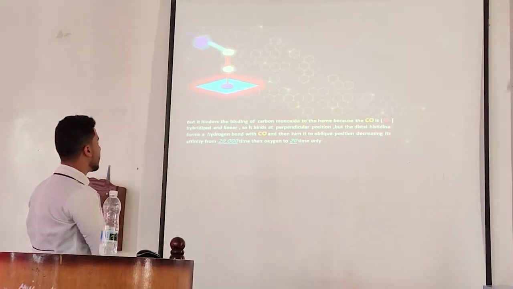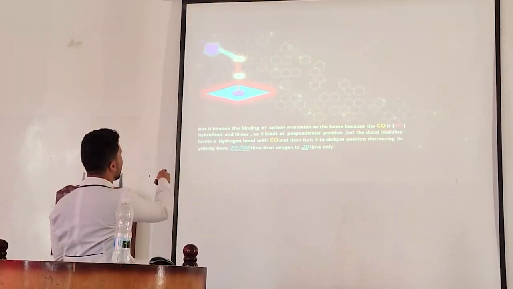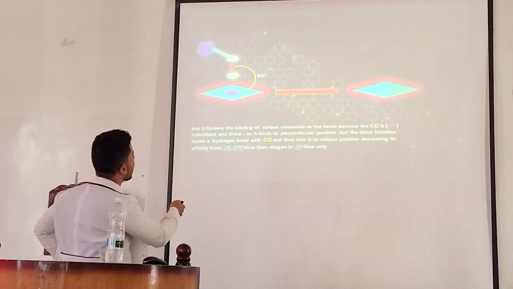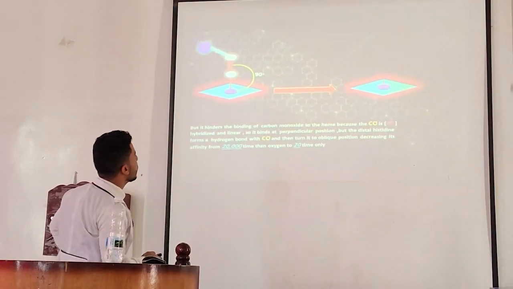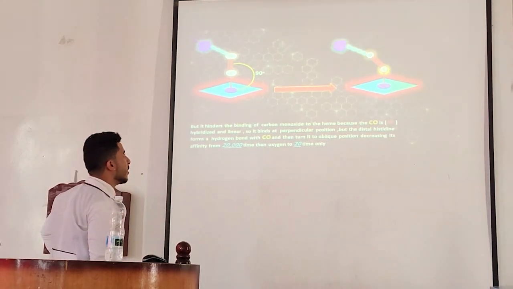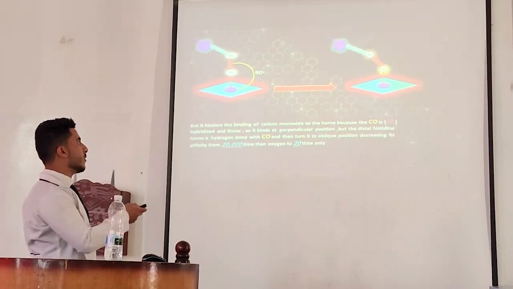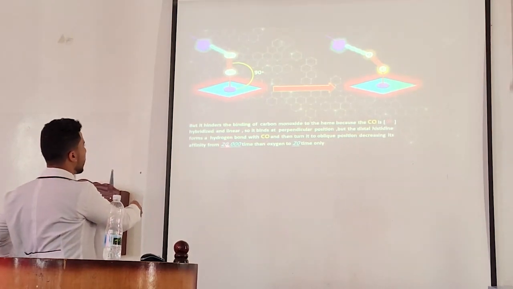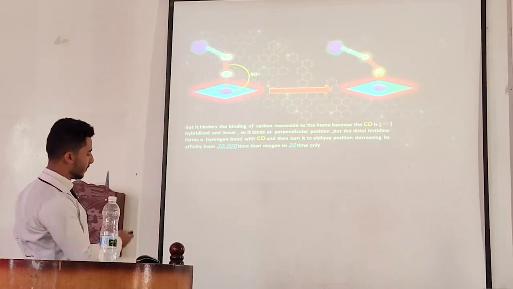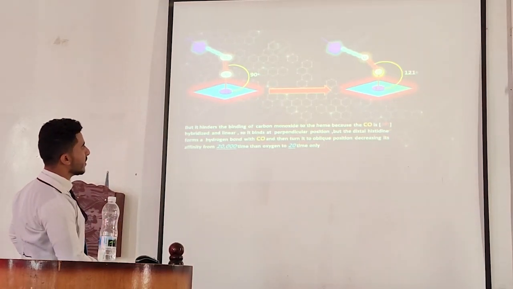Because of the distal histidine that forms a hydrogen bond with the carbon monoxide, it drags it to become an oblique position, and this decreased the affinity of the heme for binding with carbon monoxide from 20,000 times that of oxygen to just 20 times only. And this is the end.